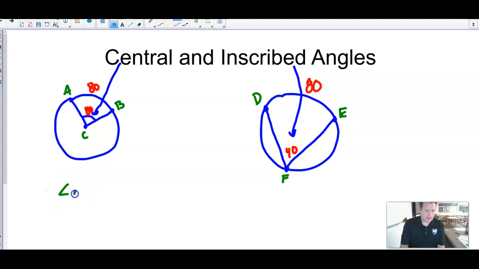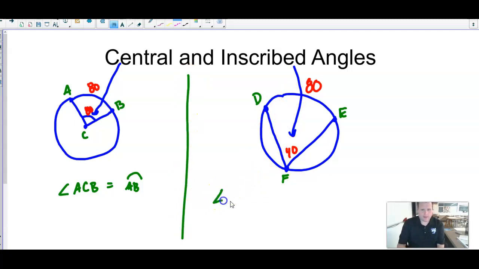So what this would be saying is that angle ACB is equal to arc AB. They're always equal to each other. That's my central angle rule. And then for my inscribed angle, it'd be saying that angle DEF is equal to half of arc DAE. So that would be my rule here: the angle is half of the arc.